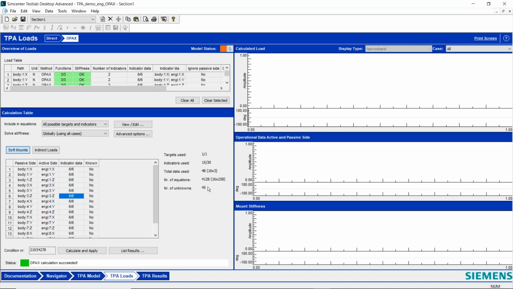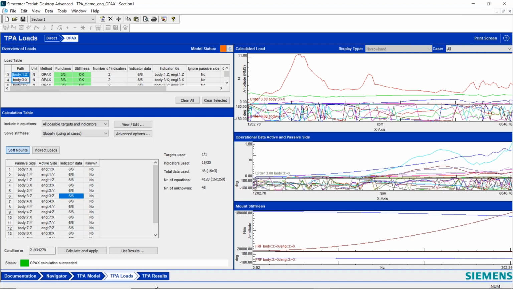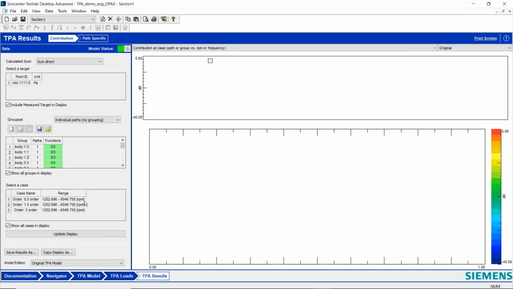And I have 45 unknowns: stiffness, damping, and mass for each of the 15 paths. I can see the condition number is really high. It's 21 million. If I wanted to look at these loads, I can look at these loads. Okay, and I can go ahead and immediately start looking at my TPA results.